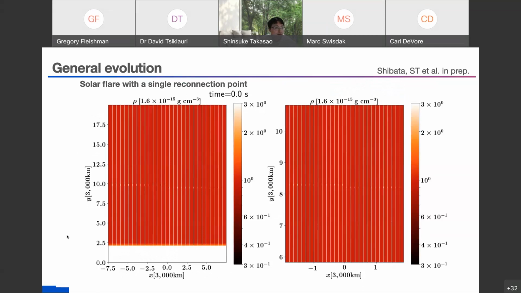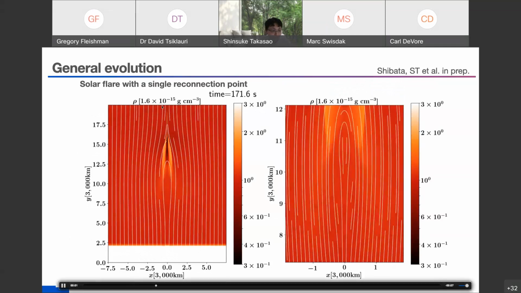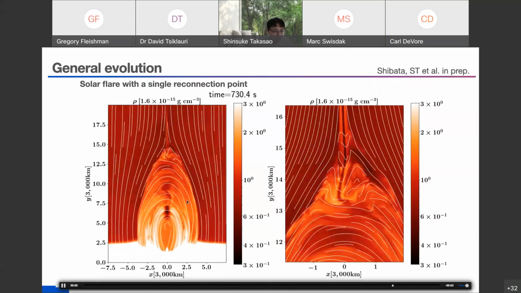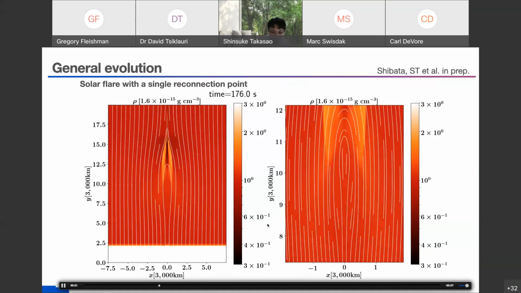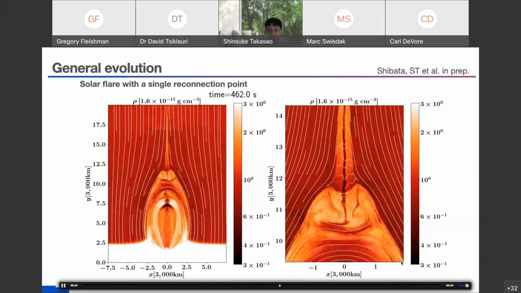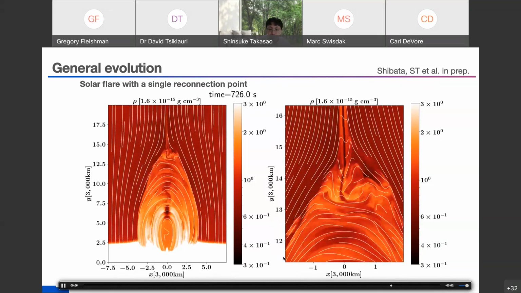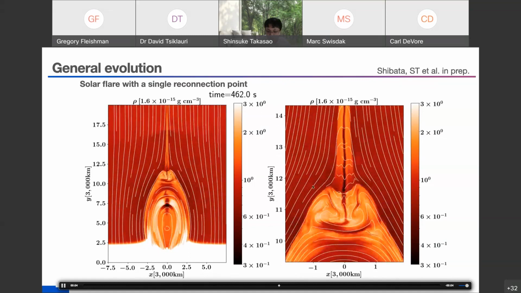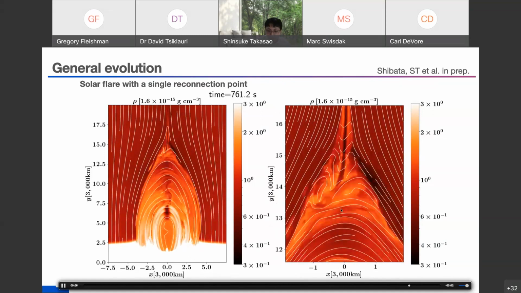Okay, so this is a movie that shows the general evolution of our simulation. The color shows the density, and the lines show the projected field lines. The reconnection is taking place here and forming the reconnected loops. This is an enlarged movie of the above-the-loop-top region. So we see the complicated structure here.